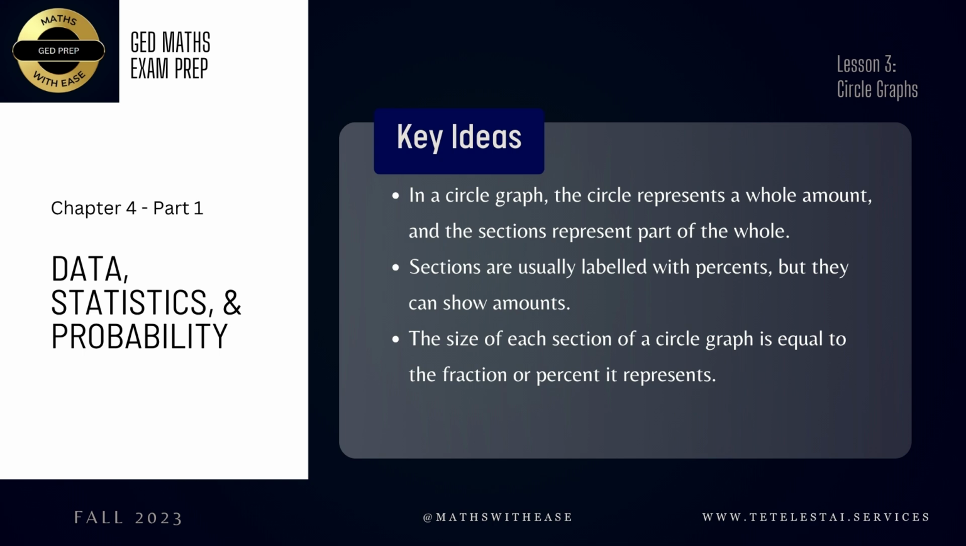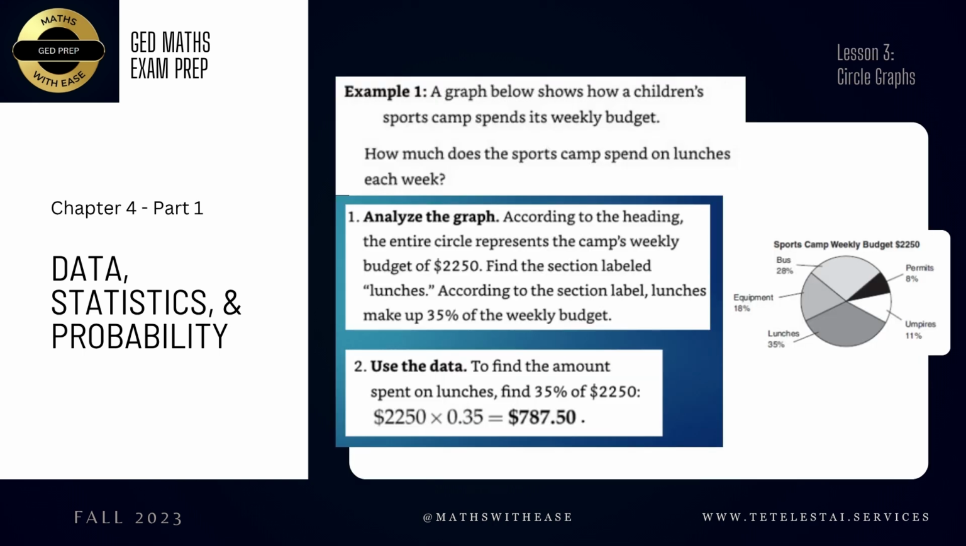And that's all that this statement is saying here, that the size of each section of a circle graph is equal to the fraction or the percentage that it represents, okay? Or even its decimal equivalent. But we know that percentages and decimal equivalents, they're like twins, right? So if you see 0.25, you know that that means 25%. And if you see 25%, you know that that means 0.25, okay? But it also means 1/4.